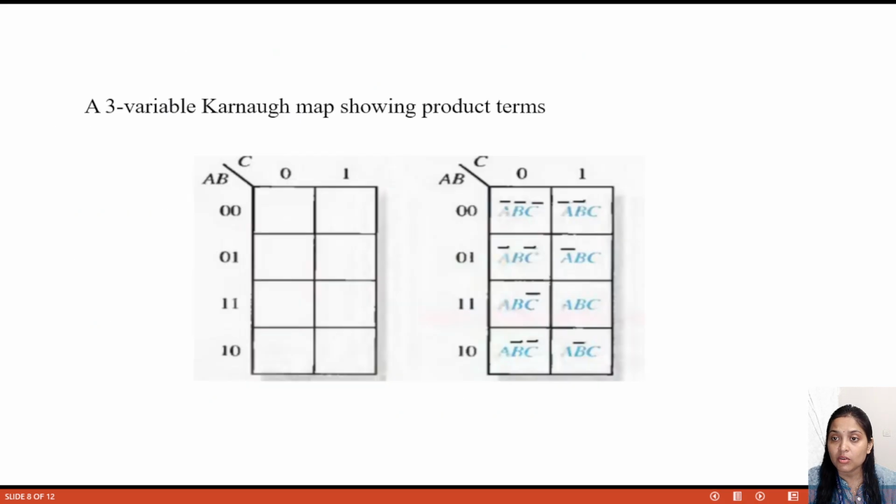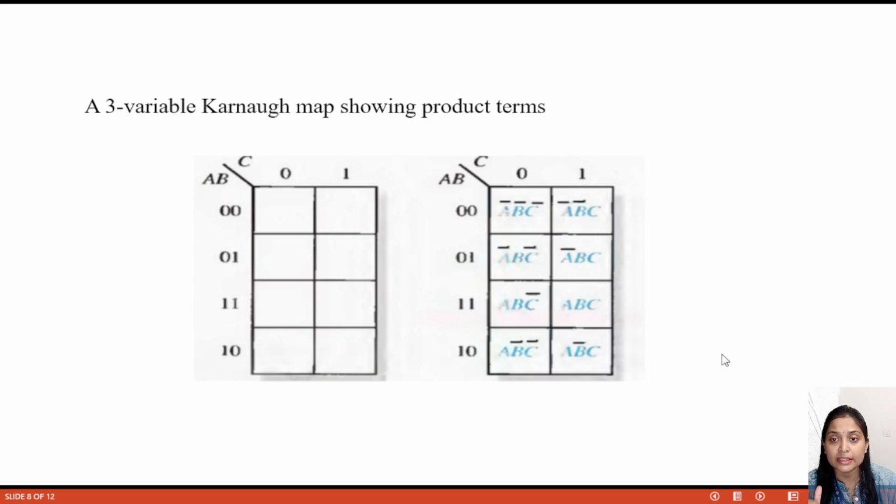Now this is another representation of the three variable Karnaugh map. You can design it in this way also. Here AB is the higher variable, C is the lower variable. In this way you have to calculate: 000, 001, 010, 011, 100, 101, 110, 111. In this way you have to calculate the cell numbers. First you have to design it.